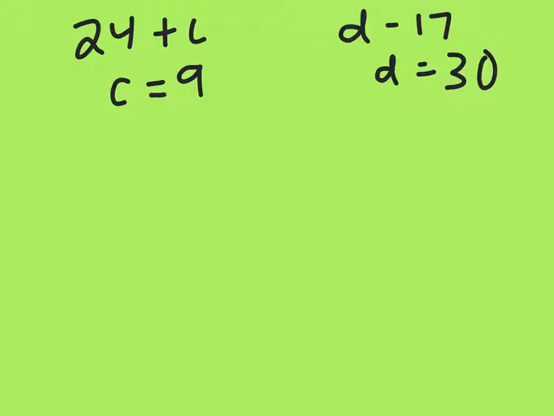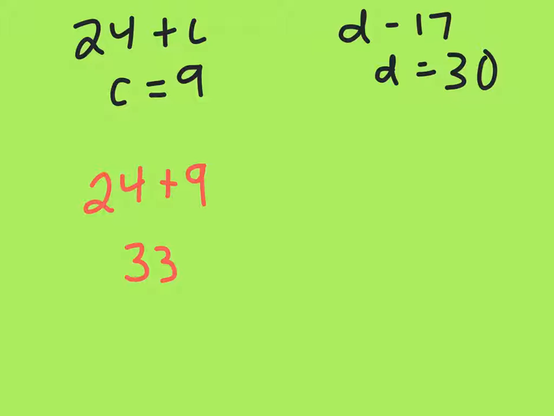Alright, so now that you've unpaused it, let's tackle number 1 first. You have 24 plus c, and they told us that c equals 9. So if you did this correctly, you would have remembered to substitute wherever you see a c, you're going to put a 9 in its place. So 24 plus 9, and your answer should be 33 for on your own number 1.